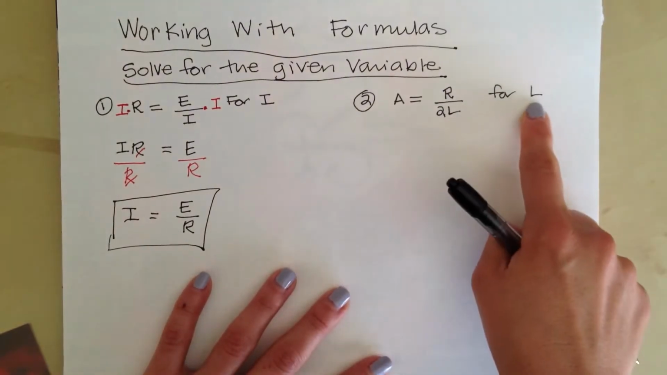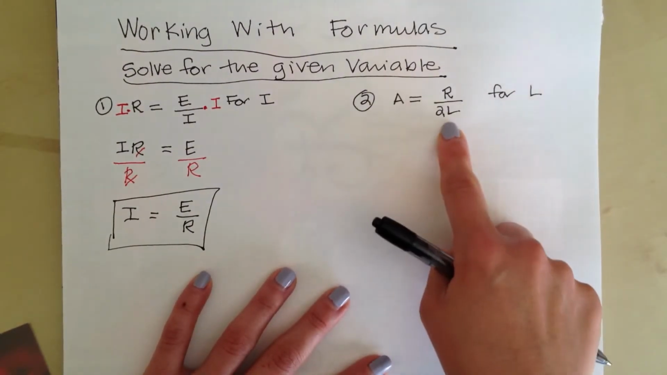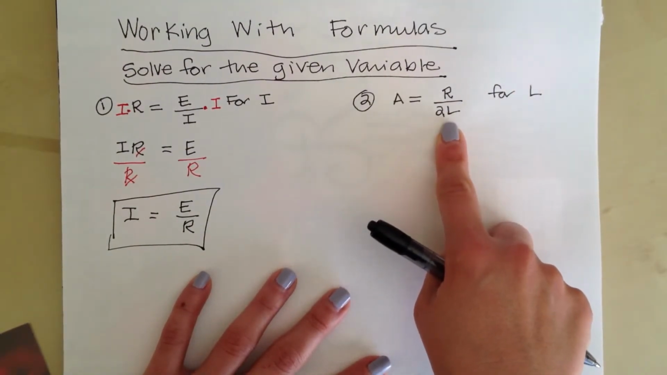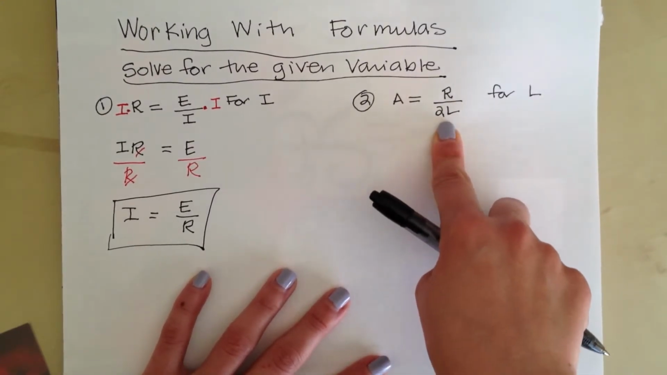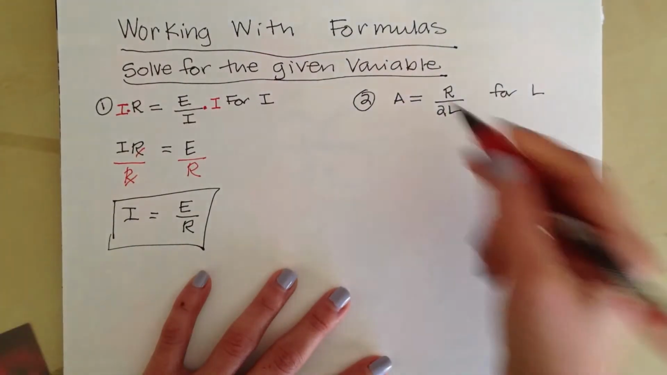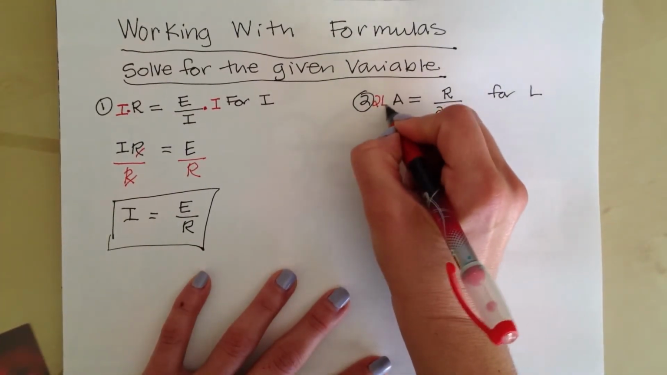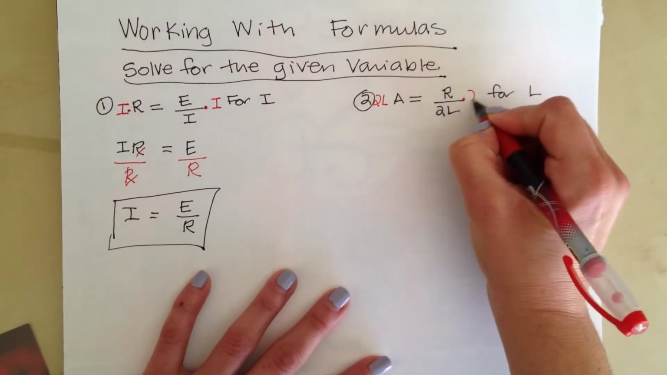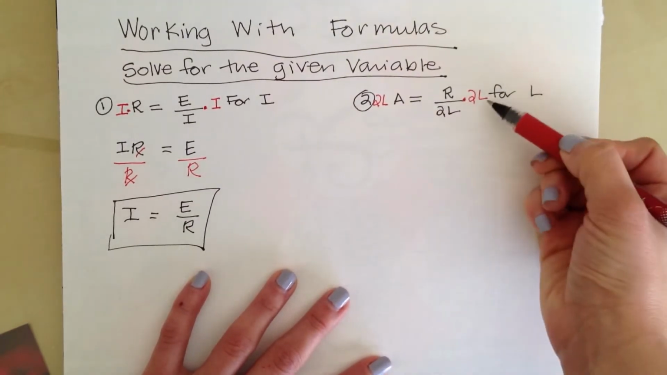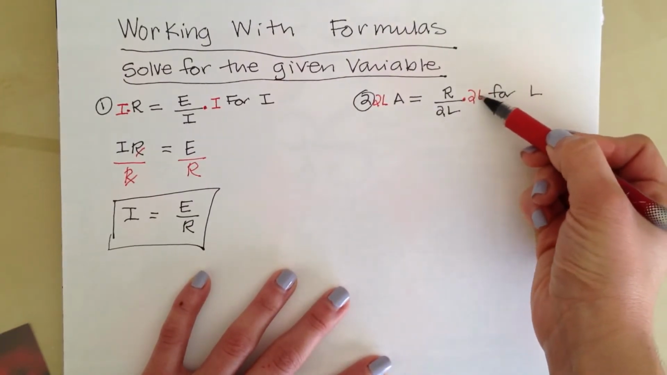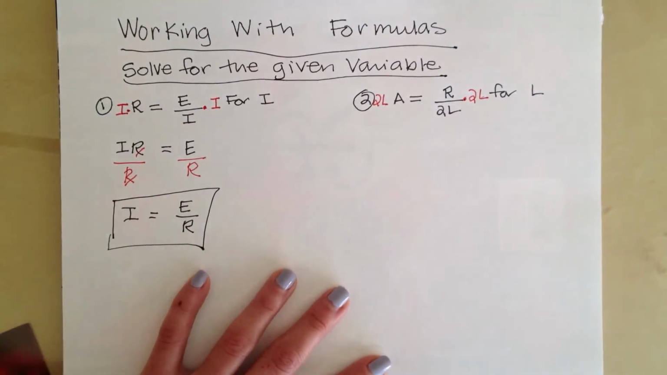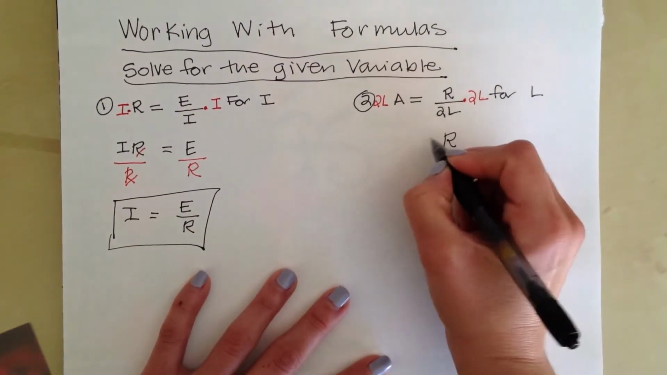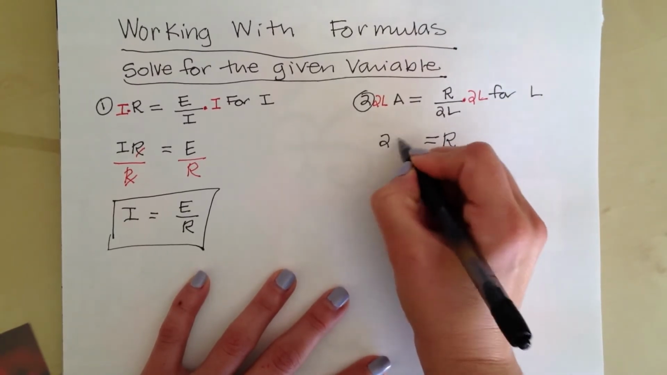Let's look at the second example. We want to solve for the variable L. Again, we have a fraction, so the first thing is just multiply both sides by your denominator, which is 2L. And that will eliminate the fraction. So you multiply both sides. Notice on the right side we can reduce, so these will eventually reduce, and we're left with R equal to 2LA.